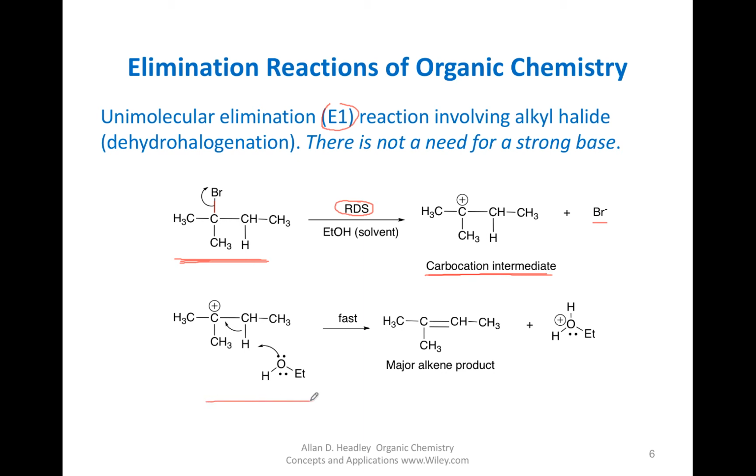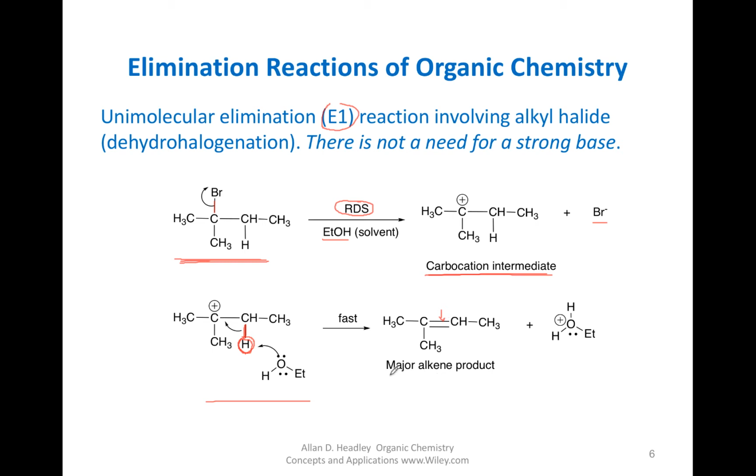In the second step, the base pulls off a proton, a hydrogen as a proton. In this case, the solvent, which is ethanol, is a weak base, but strong enough to pull off this hydrogen as a proton, and these electrons here swing in to form the double bond. And that's in the fast step.